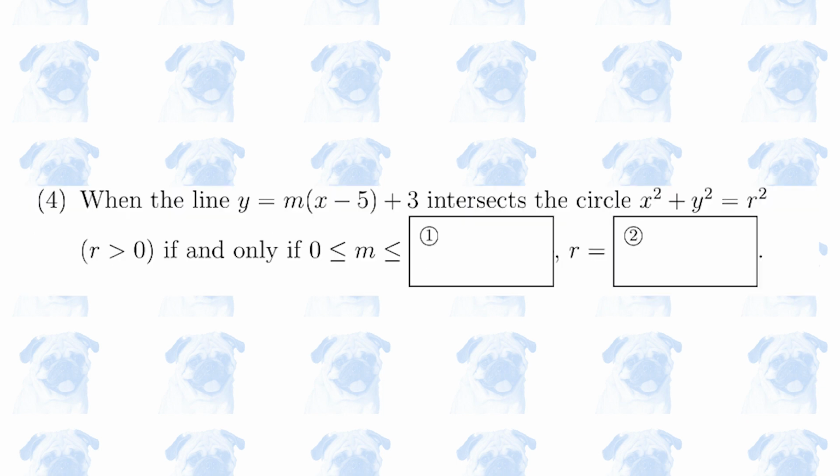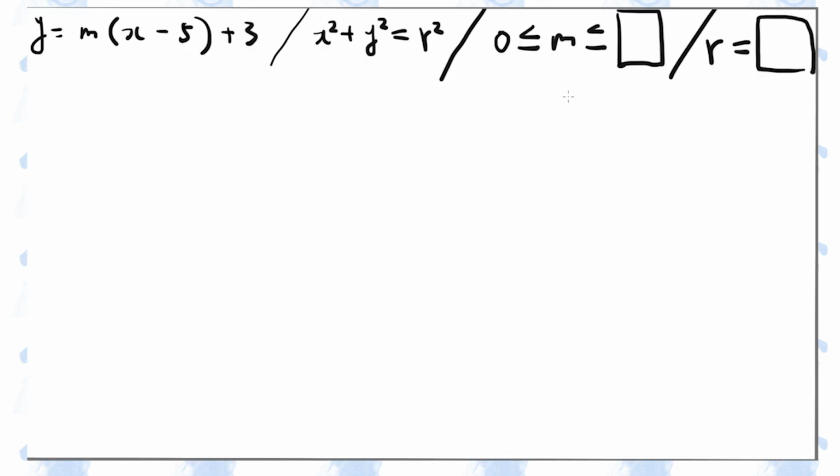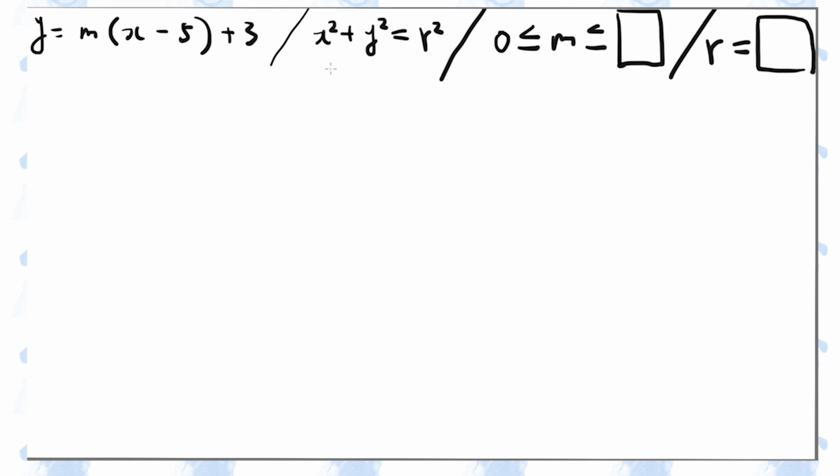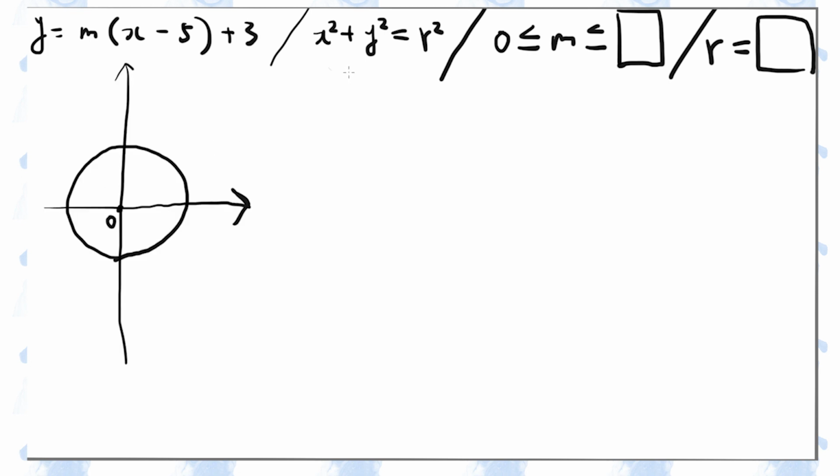Section 1, number 4. In this question, we are told that the line represented by this equation intersects this circle, and we need to find the maximum value of m and the value of r. So first of all, what does the graph of the circle look like? The center of the circle is the origin, and its radius is r. How about the graph of this linear equation?